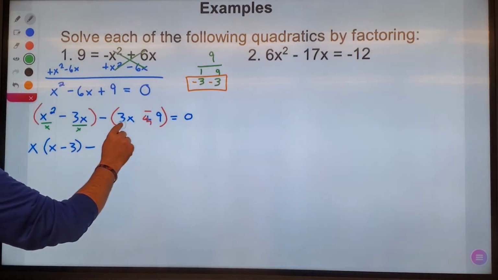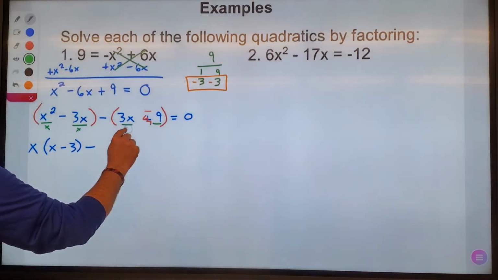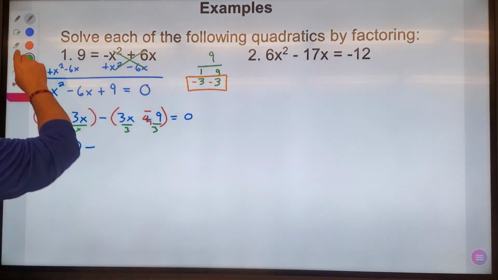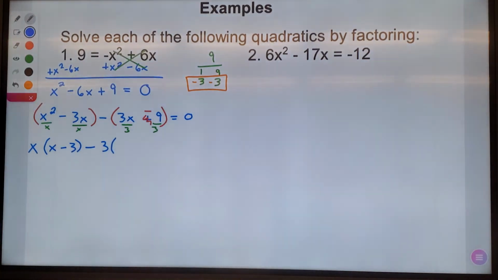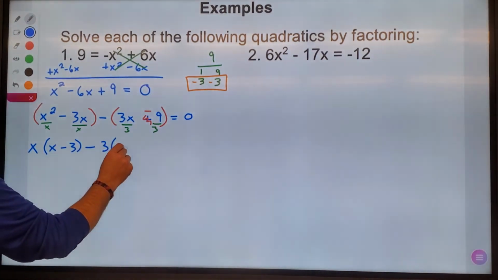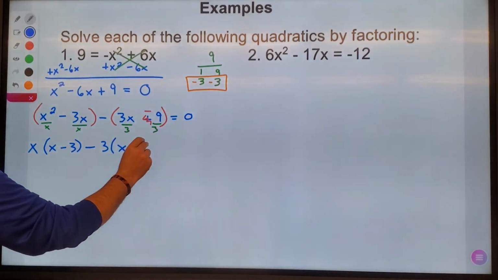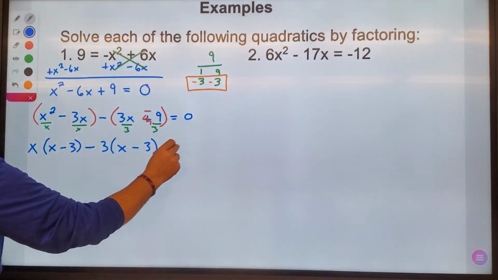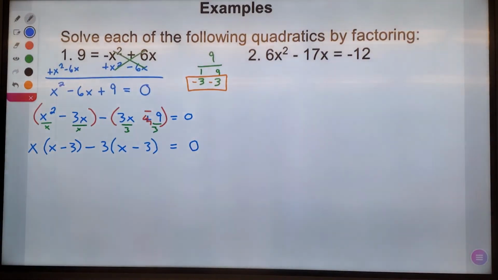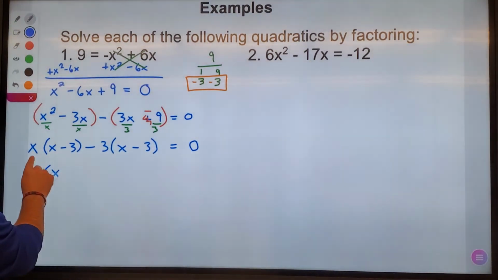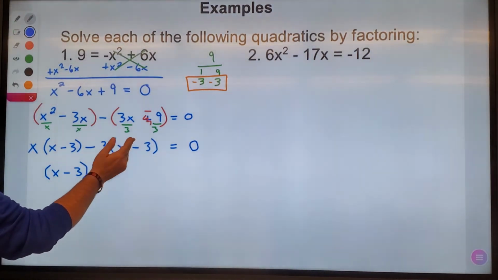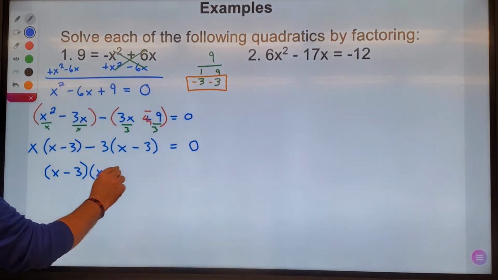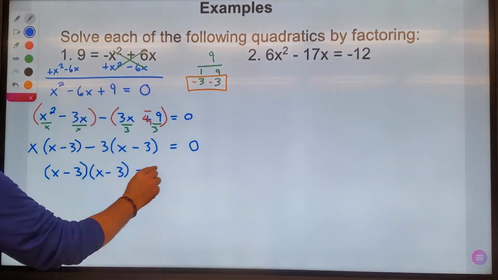I can divide both 3x and 9 by 3. So that 3 comes out. 3x divided by 3 is just x. Negative 9 divided by 3 is minus 3. And that's still equal to 0. Left-hand side, then we can go ahead and group. So we have x, again what's here slides over, minus 3. And this happens to be x minus 3 as well. So we have x minus 3 again, equals 0.